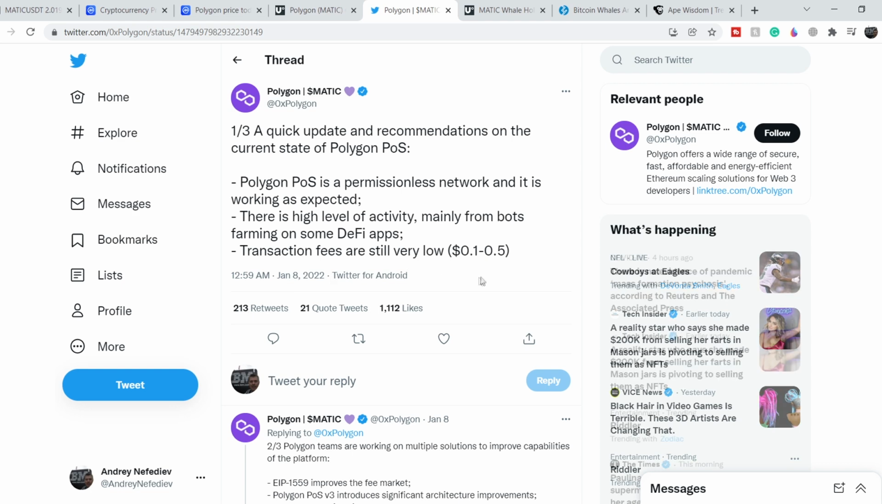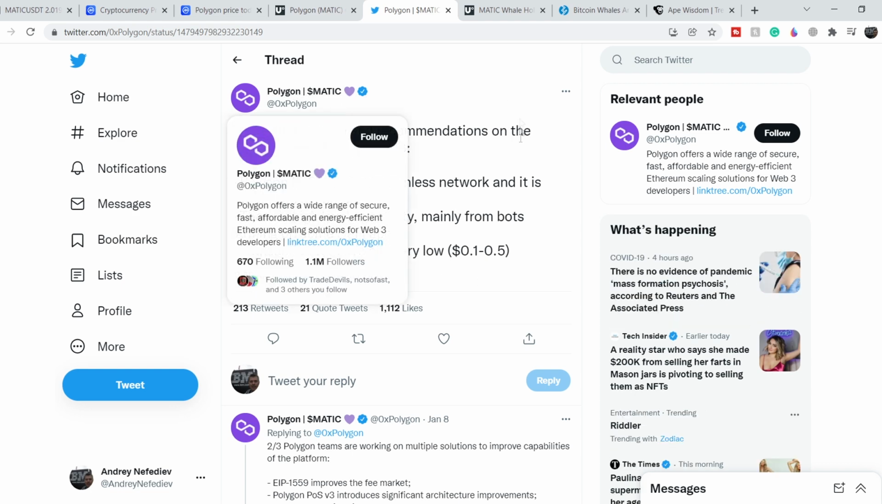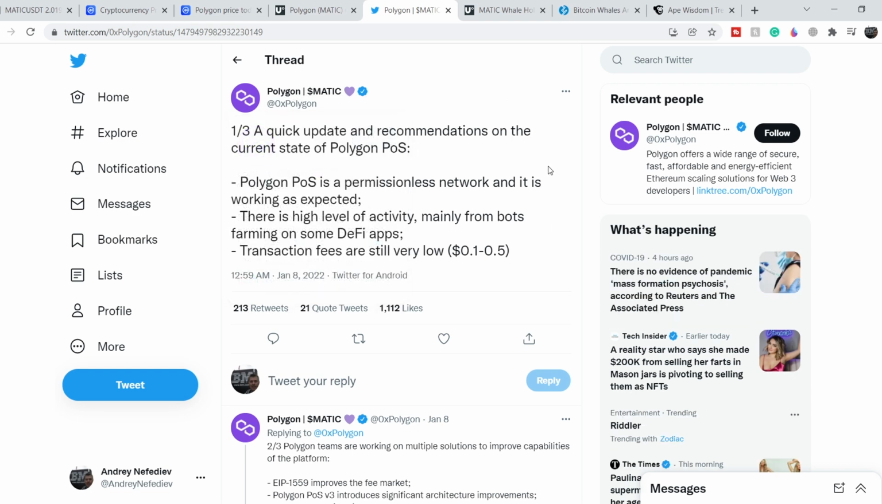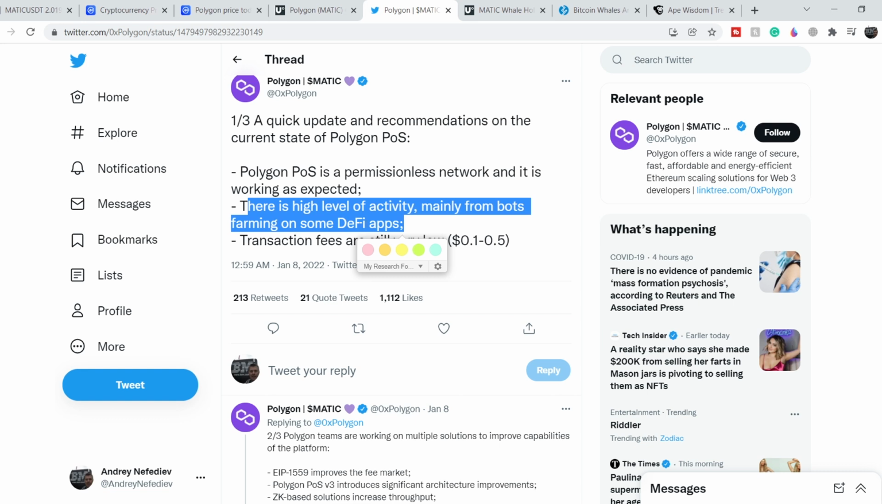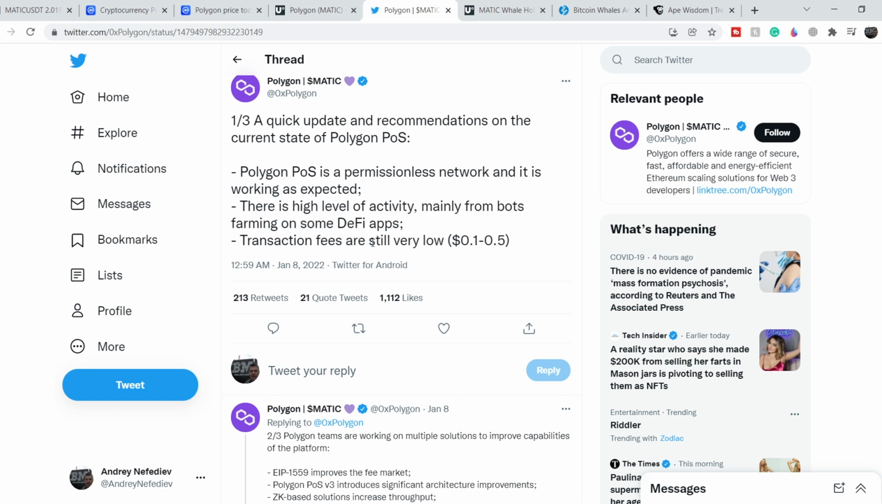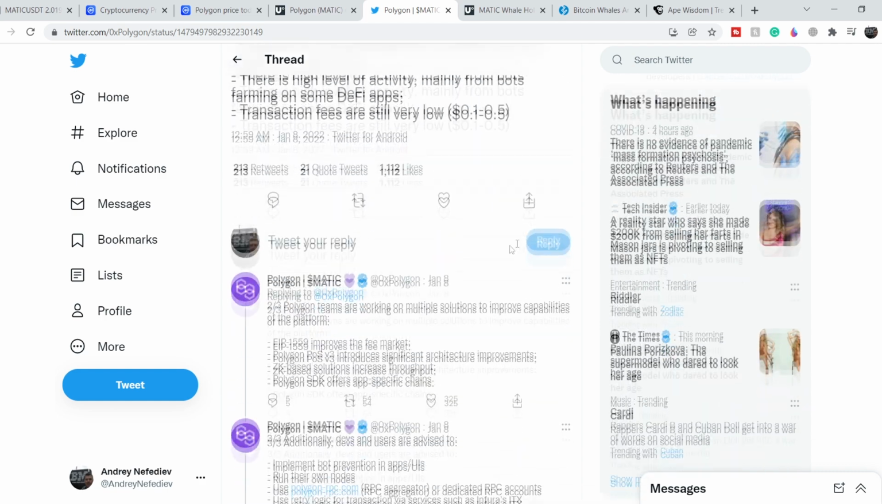On top of that, right here on Polygon Matic's official Twitter page, they added several new tweets that are describing the current situation. And let me quote you this. A quick update and recommendations on the current state of Polygon POS. Polygon Proof of Stake is a permissionless network, and it is working as expected. There is a high level of activity, mainly from bots farming on some DeFi apps. Transaction fees are still very low, from 10 cents to 50 cents per transaction.